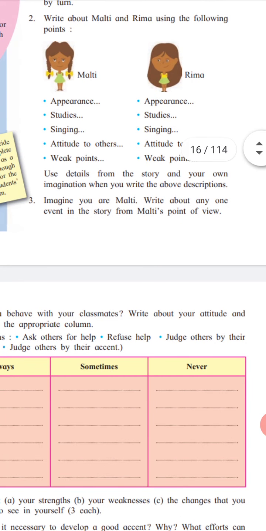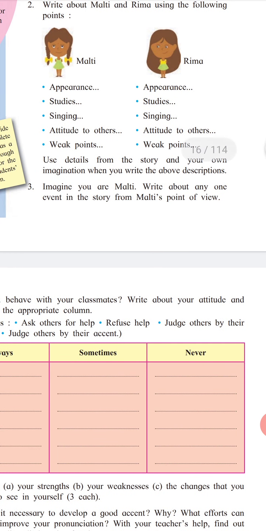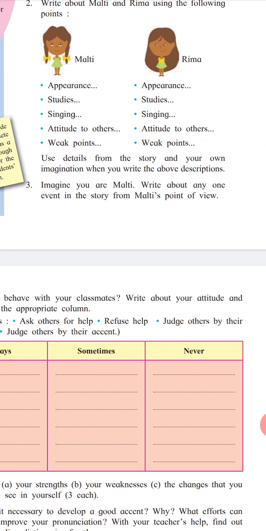You have to take the help of these points and imagine that you are Malti as well as Rima. And you have to take the information which is given in the lesson, like appearance. So you have to write down how Malti was in appearance. You can write over here, in appearance she was simple, and Rima was smart. Then the next point is studies. In studies, Malti's English was not good but she was good in mathematics. Same way you have to write down for Rima, and then singing and attitude to others.